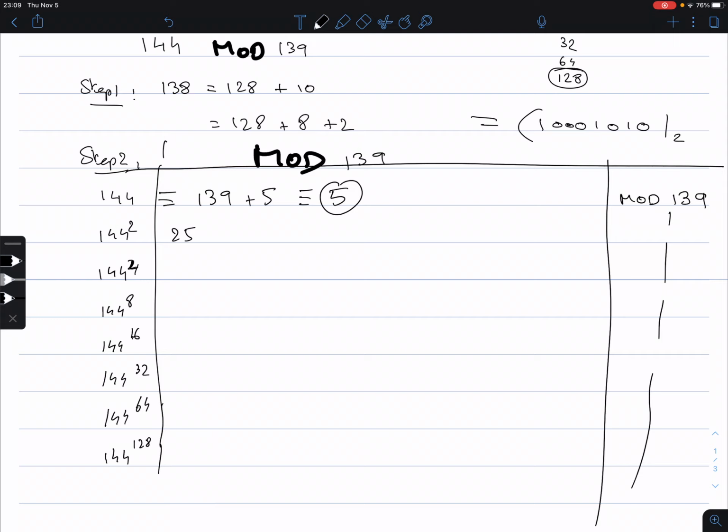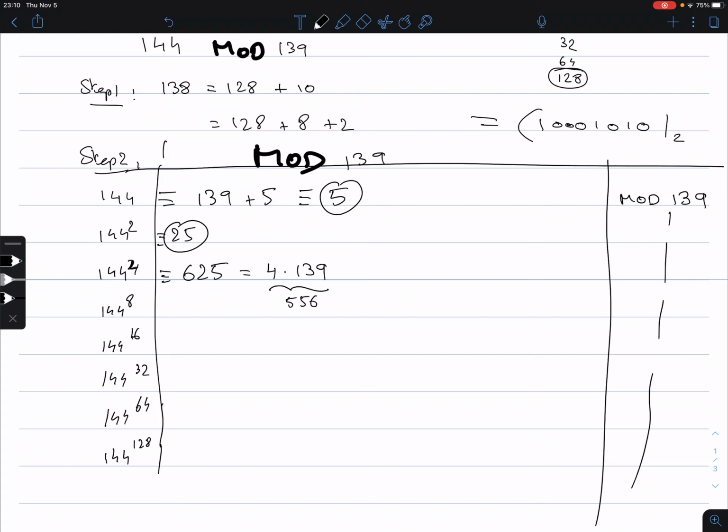That's already a remainder, so I don't need to do anything. So I square 25 again. 25 squared is 625. Now that is bigger than 139, so I have to calculate what it is. How do you do this? You take 625 divided by 139. That is 4.4, so 4 times we can put 139 in there. And what is remaining? We have to calculate 4 times 139 first.